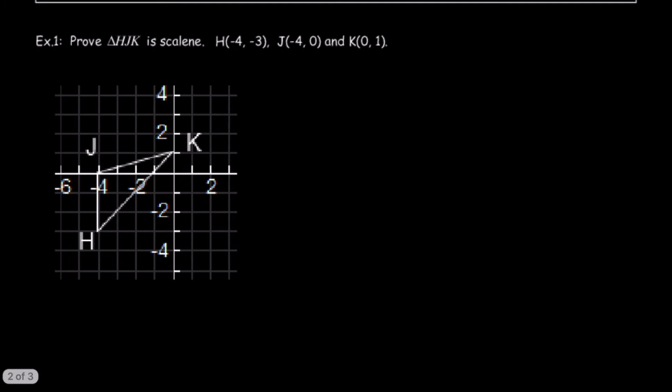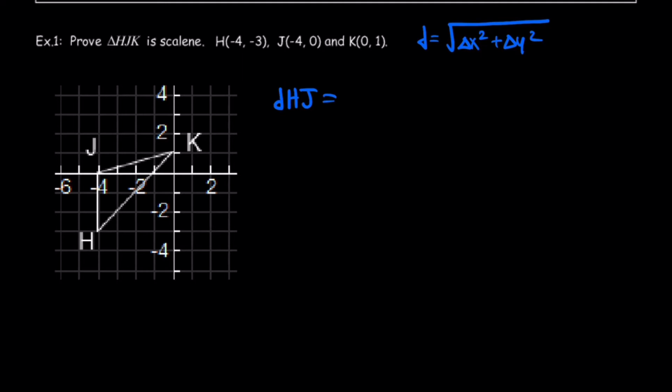Prove triangle HJK is scalene, and it's already graphed for us, and they have the points labeled here. Now, if you remember, our distance formula, the one I like to use, is D equals square root delta x squared plus delta y squared. That should be on your formula sheet. You can look at that as you do this problem. So it doesn't really matter what order we do this. I need to find the distance of each side. So let's start with HJ.